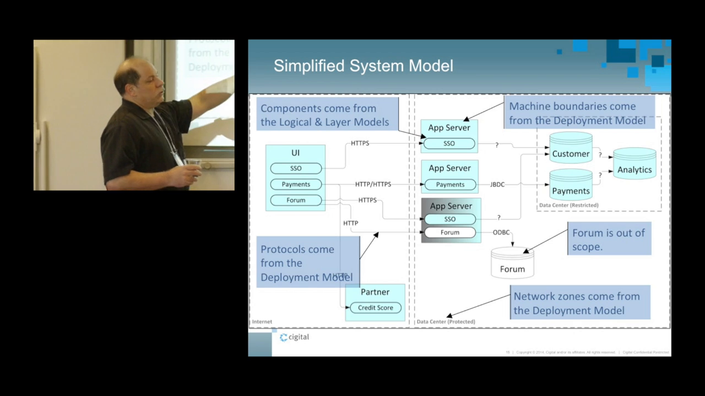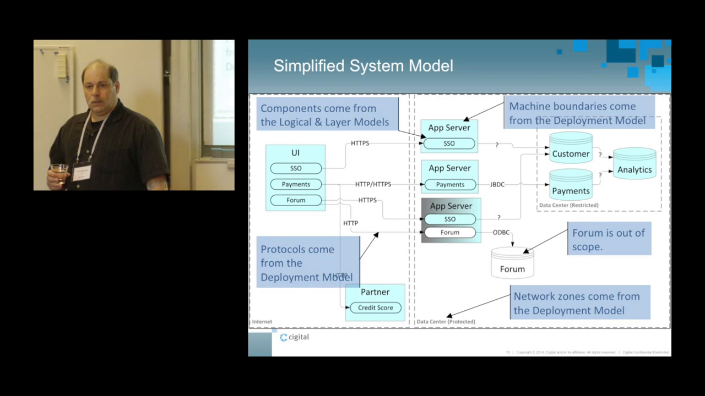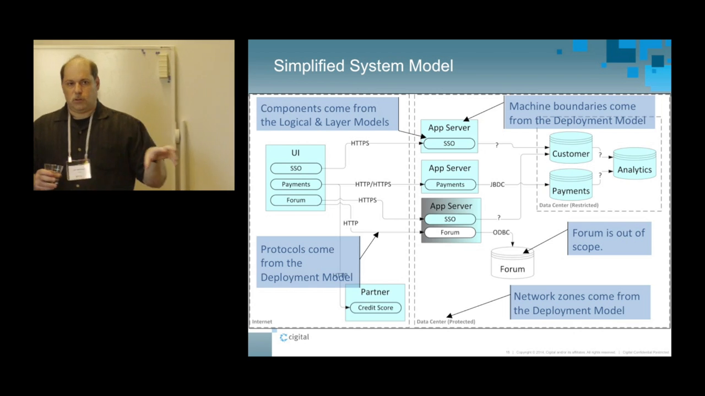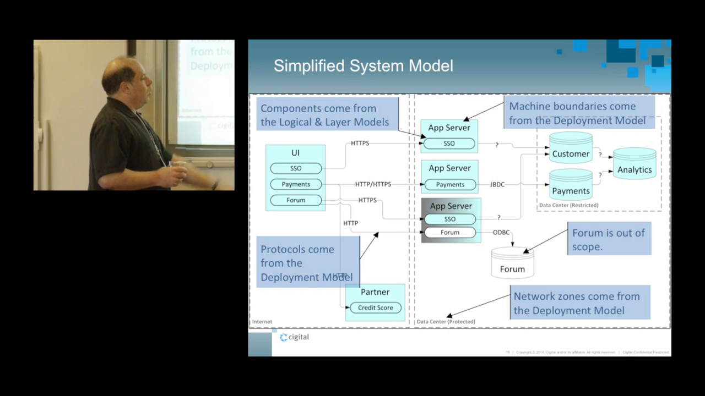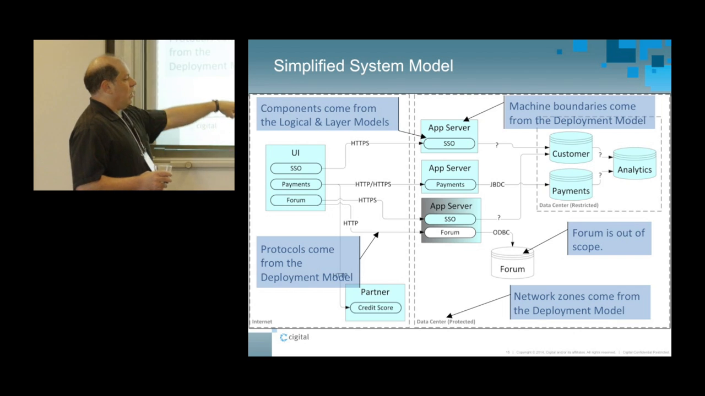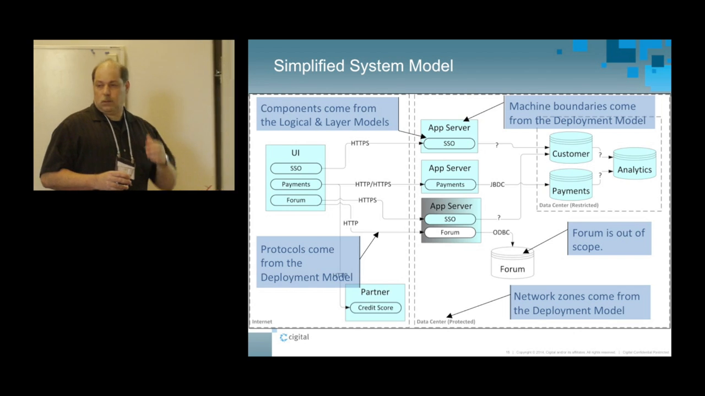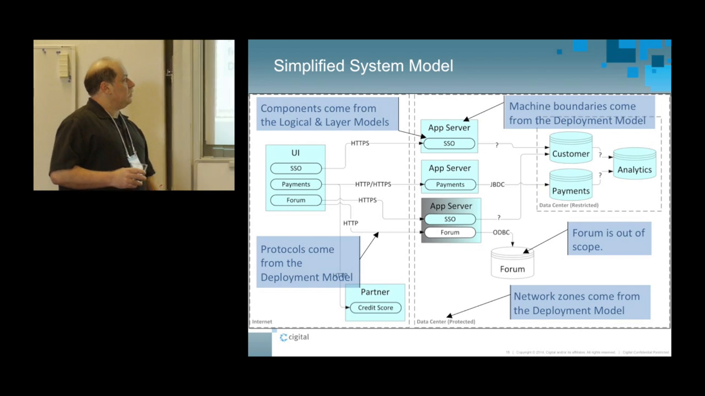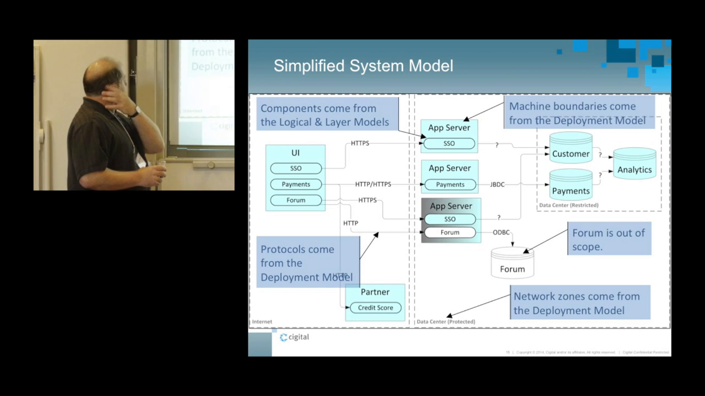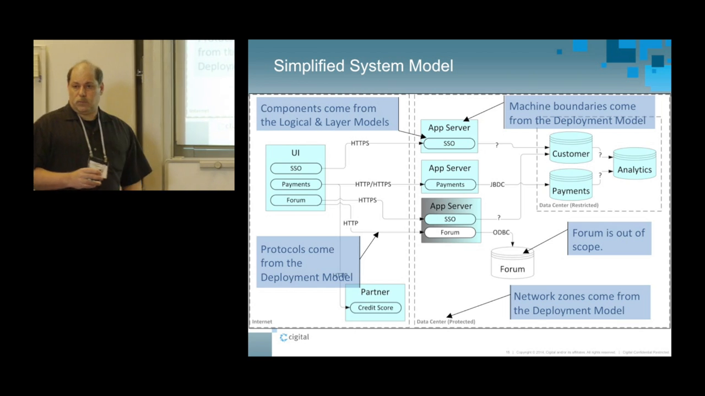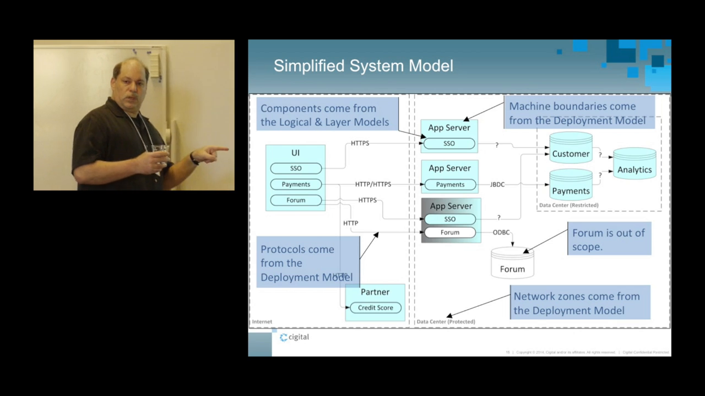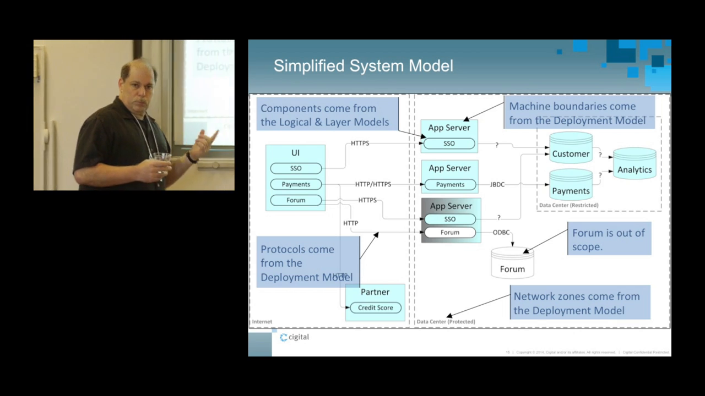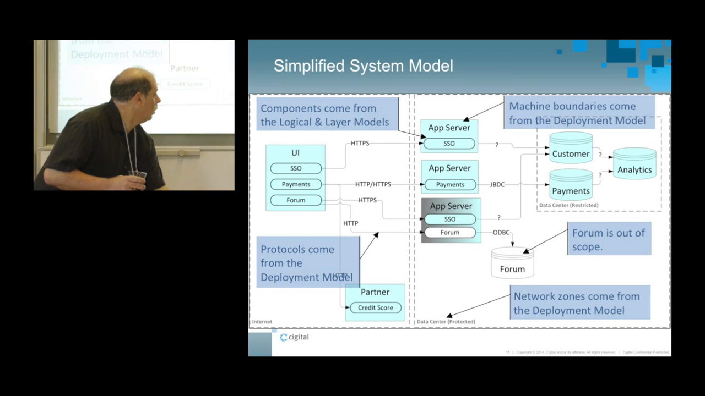We've got the machine boundaries coming from the deployment model. The deployment model is telling us where servers are deployed and what components are running on those servers. We know things are out of scope. The network zones come from the deployment model. Again, the network zones are useful. We'll see in a second why they're useful. The protocols themselves come from the deployment model so that we know what protocols are being used on the component interconnections. Another important piece of the puzzle.